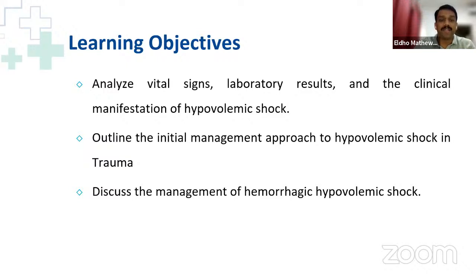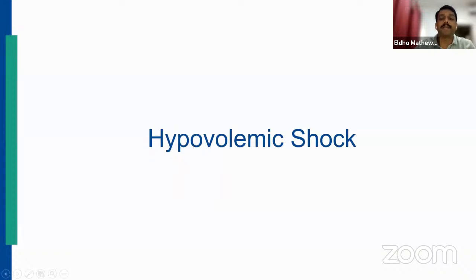These are the learning objectives. Analyze the vital signs and laboratory results and the clinical manifestations of hypovolemic shock. Outline the initial management approach to hypovolemic shock in trauma, and discuss the management of hemorrhagic hypovolemic shock. As the name itself says, hypo means low volume shock.